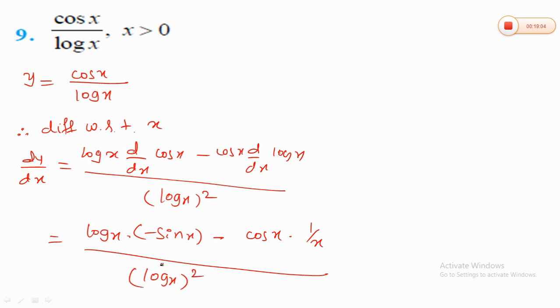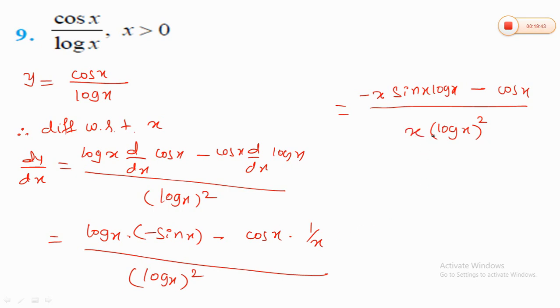So a little bit of simplification is there. Here it is the standard simplification: the denominator x for the numerator. Take the LCM here. Then the minus sign is here. So therefore minus, and this LCM gives x sin x log x minus cos x, divided by log x whole squared. And the LCM here goes to the denominator, therefore keep this x. This much is sufficient.